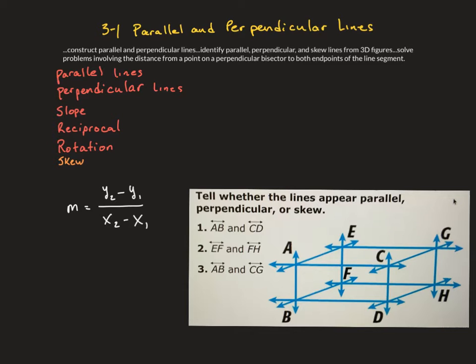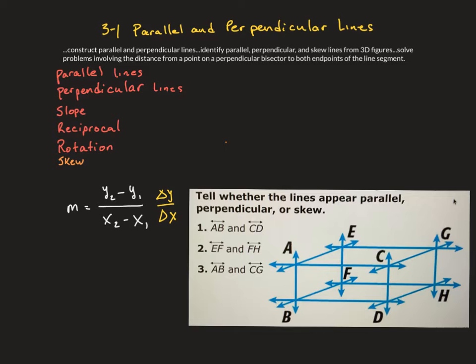But just remembering that when we talk about our parallel lines, they are lines that do not cross, they never intersect. Perpendicular lines are lines that will intersect at a 90-degree angle. Remember that slope is often referred to as m, and it is y2 minus y1 over x2 minus x1. It's also referred to as the change in y over the change in x, okay?